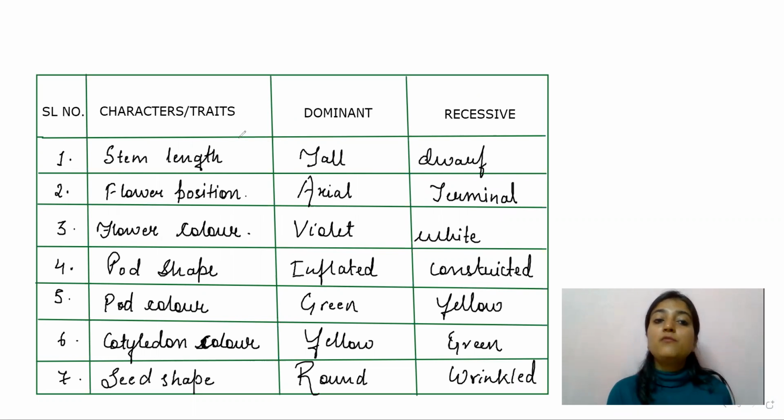The dominant for stem length is tall, whereas the recessive is dwarf. For flower position, the dominant is axial and the recessive is terminal. For flower color, the dominant is violet and the recessive is white. Pod shape is inflated in the dominant, whereas the recessive is constricted. Pod color is green in the dominant, whereas the recessive is yellow. Cotyledon color is yellow in the dominant and green in the recessive. Seed shape is round in the dominant and wrinkled in the recessive.